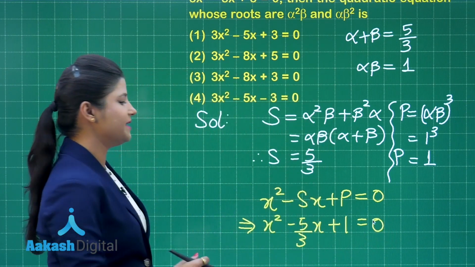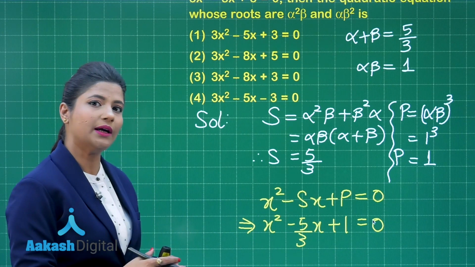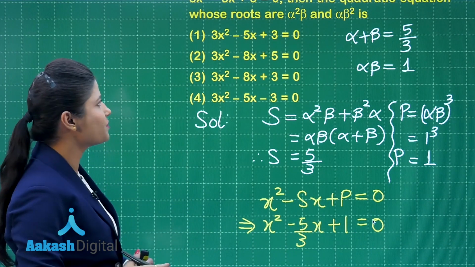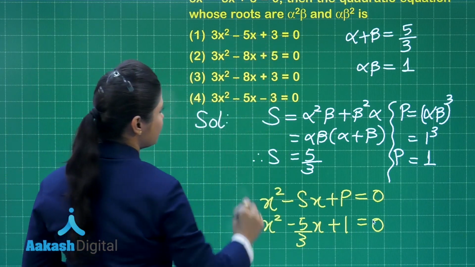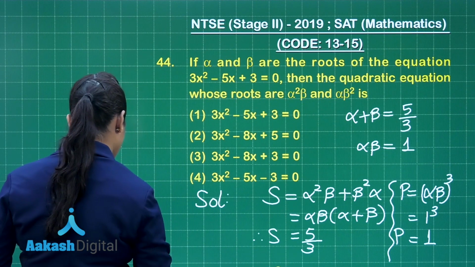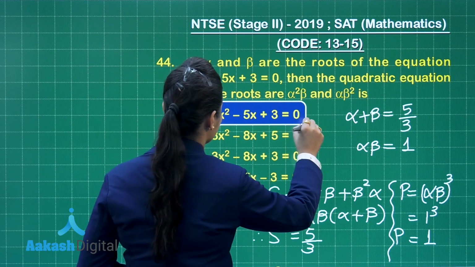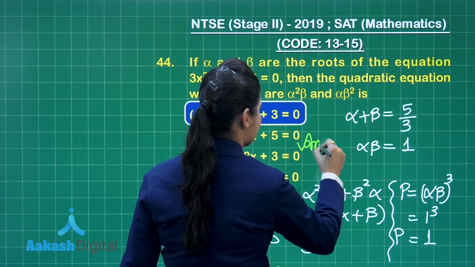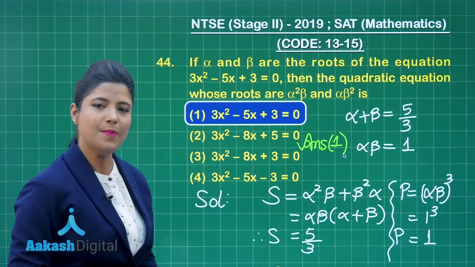When you will simplify this on taking LCM, you will get here the quadratic equation 3x square minus 5x plus 3 equal to 0. And out of these four options, the correct answer will be 3x square minus 5x plus 3 equal to 0. So I could clearly state that in this question number 44, the answer is option number 1, that is 3x square minus 5x plus 3 equal to 0. I can clearly mark here the answer as option 1. I hope it is clear. Let's take up our next question.